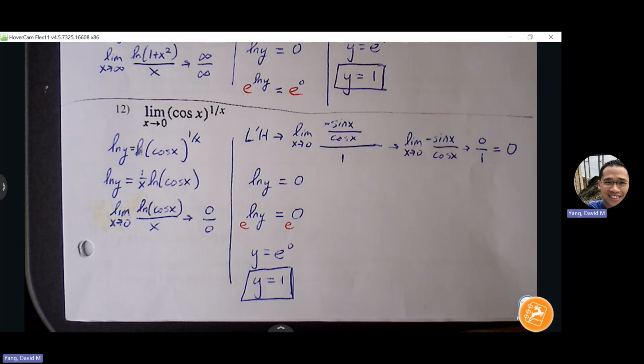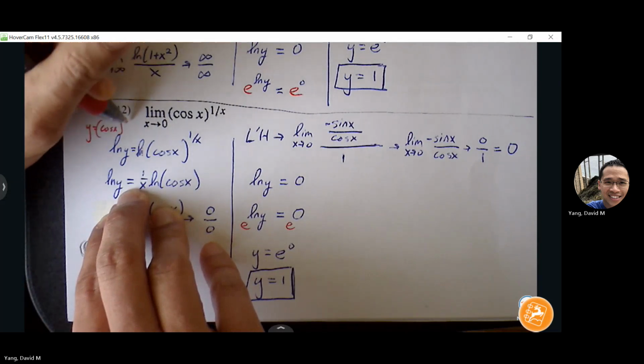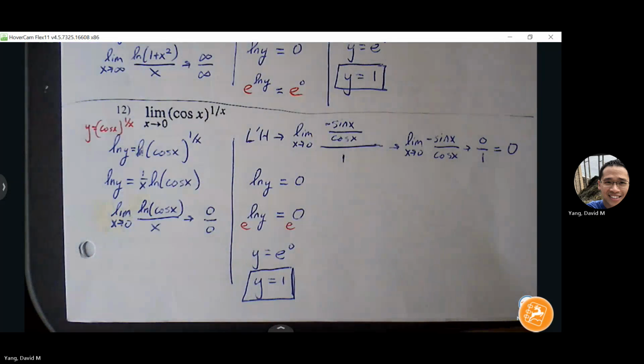12, same idea. Variable raised to a variable. We'll take the natural log of both sides. 1 over x comes down, and 1 over x can be nicely put in the denominator without doing a lot of rearranging.